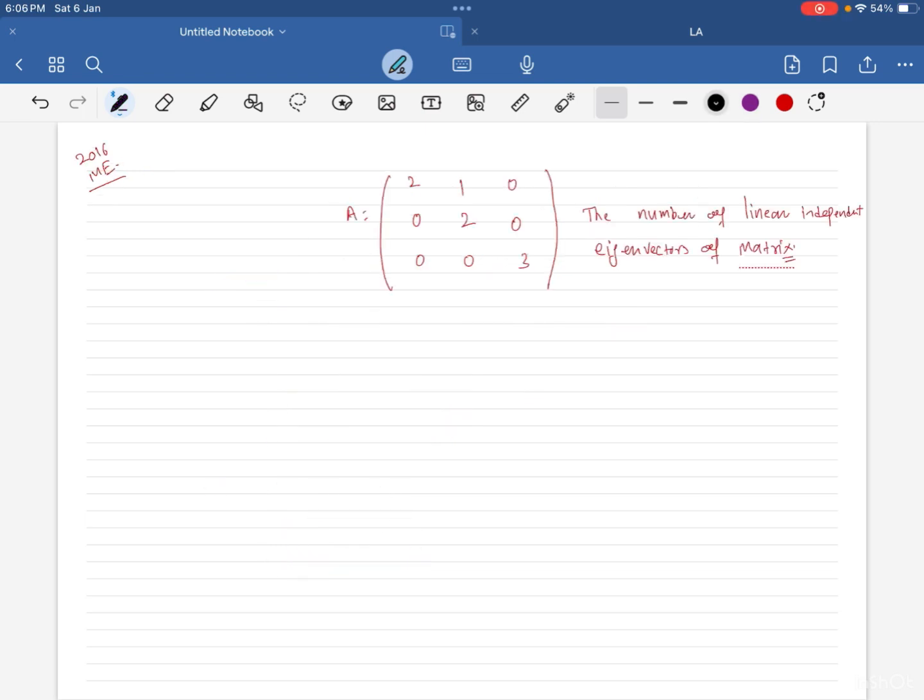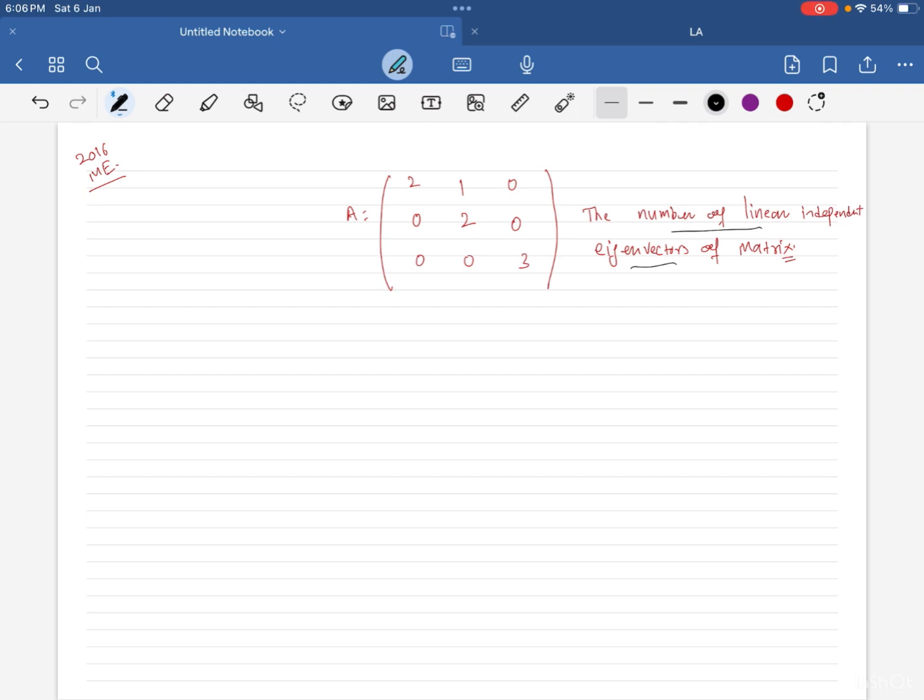So this question is from 2016 ME mechanical, and here we are given this matrix, and we have to find the number of linearly independent eigenvectors. So how many eigenvectors are linearly independent? For that we will first have to find the eigenvalues, right? And corresponding to that we will have the eigenvectors.